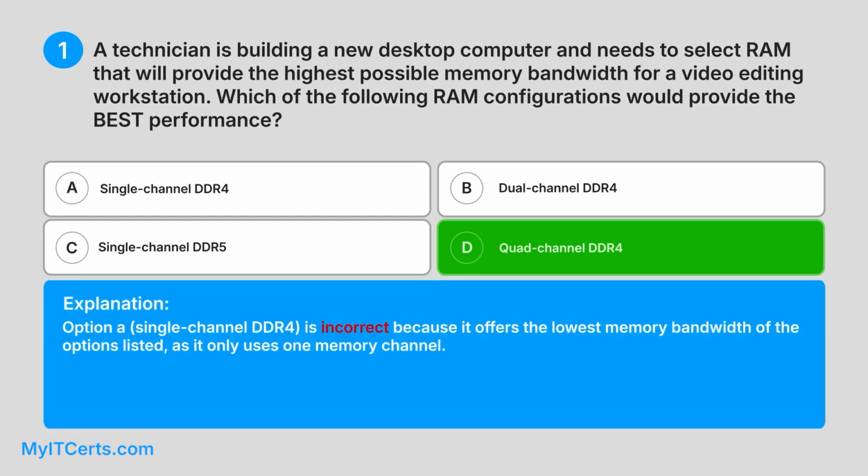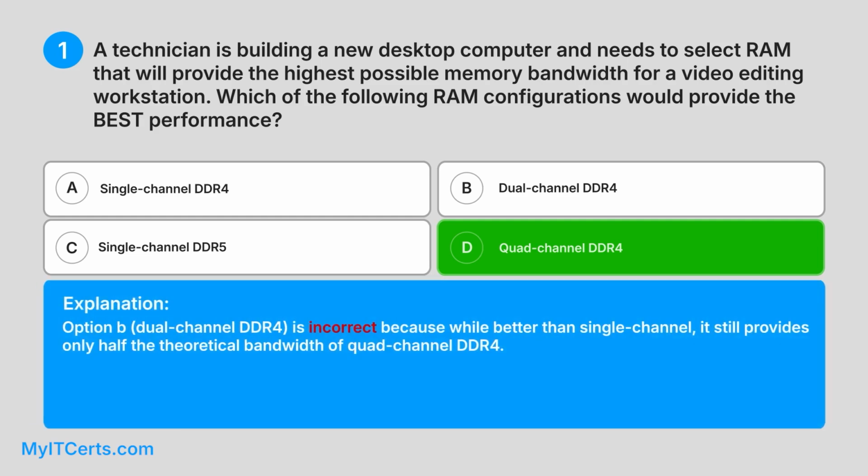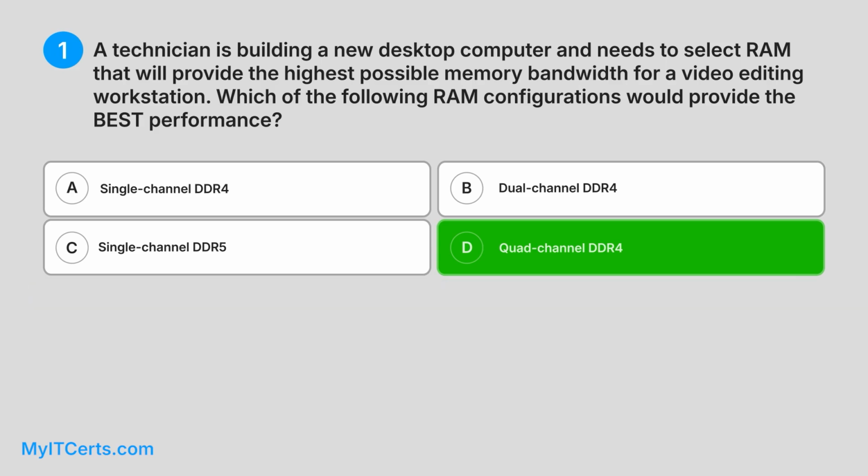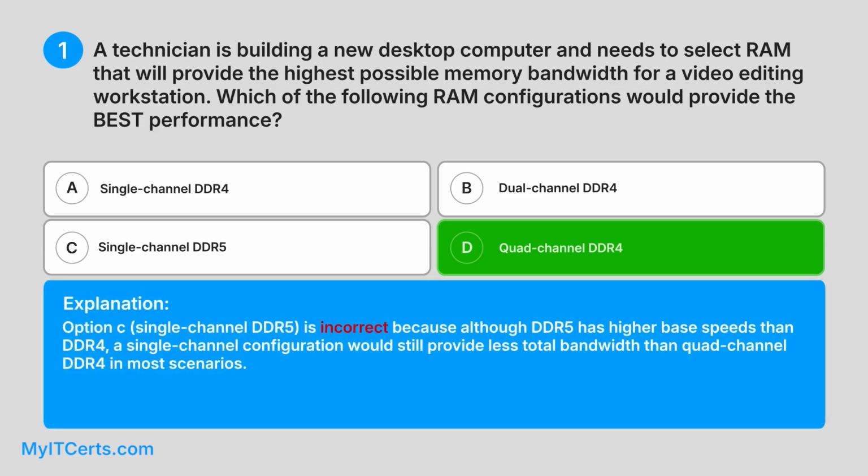Option A, single-channel DDR4, is incorrect because it offers the lowest memory bandwidth of the options listed, as it only uses 1 memory channel. Option B, dual-channel DDR4, is incorrect because while better than single-channel, it still provides only half the theoretical bandwidth of quad-channel DDR4. Option C, single-channel DDR5, is incorrect because although DDR5 has higher base speeds than DDR4, a single-channel configuration would still provide less total bandwidth than quad-channel DDR4 in most scenarios.